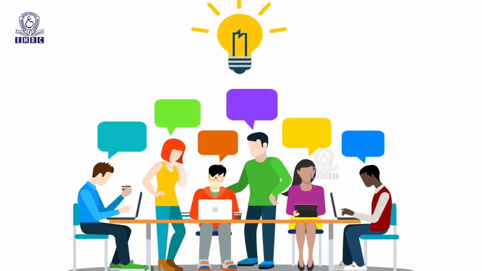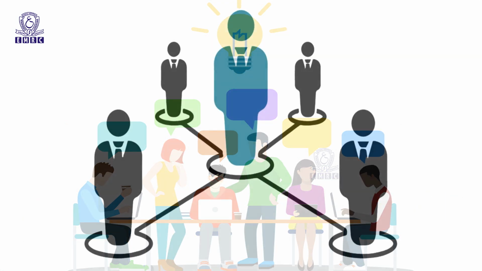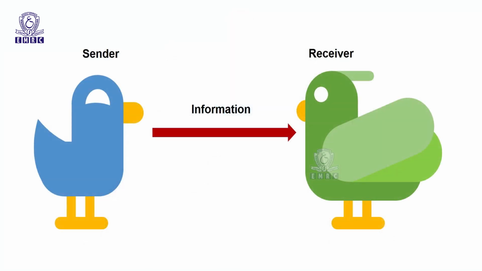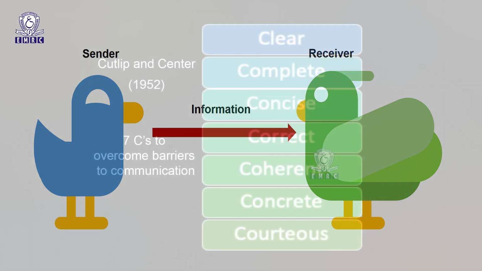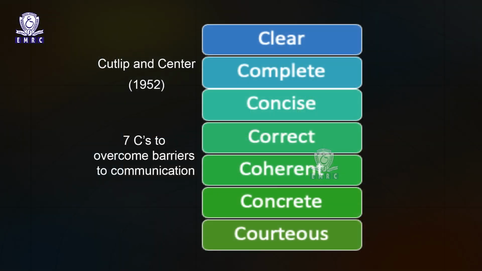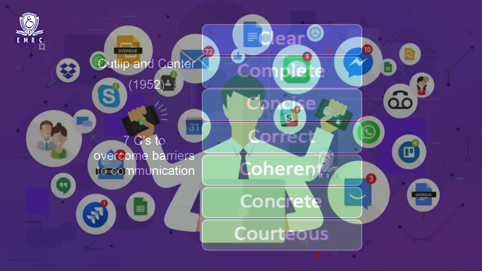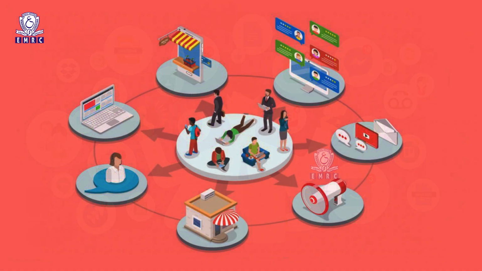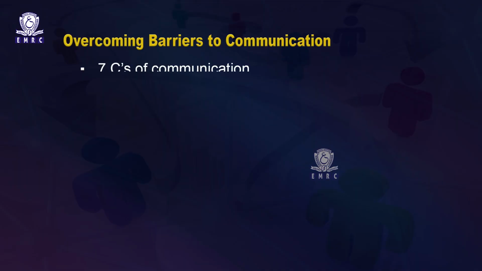For this process to happen effectively, it takes conscious effort and time from both the sender and receiver in approaching the process of communication. The 7 C's of communication, given by Cutlip and Center in 1952, are particularly helpful in dealing with semantic, linguistic and message related barriers to communication. And these 7 C's of communication are: the first one is clarity or clear.